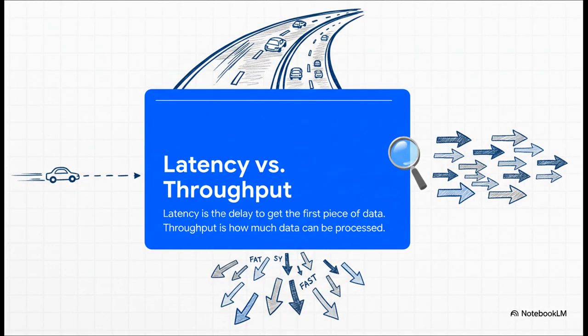And finally, let's talk about speed. Think of it like a highway. Latency is how long it takes for one single car to get from the start of the highway to the end. Throughput is how many total cars that highway can handle every hour. Ideally, you want both. Low latency, so a fast trip for that one car, and high throughput, so lots of cars can get through at once.